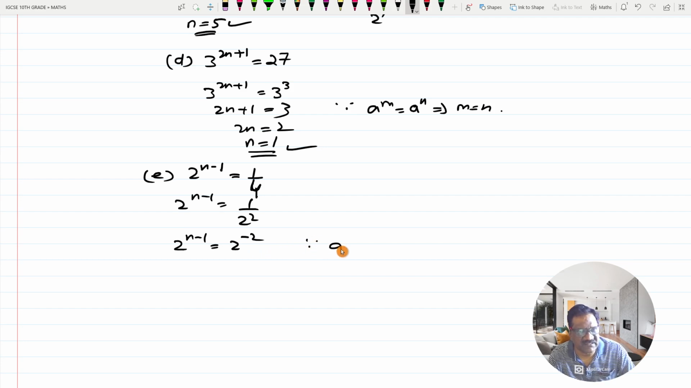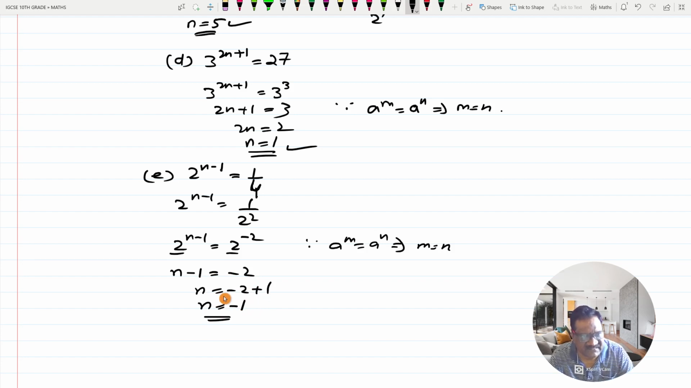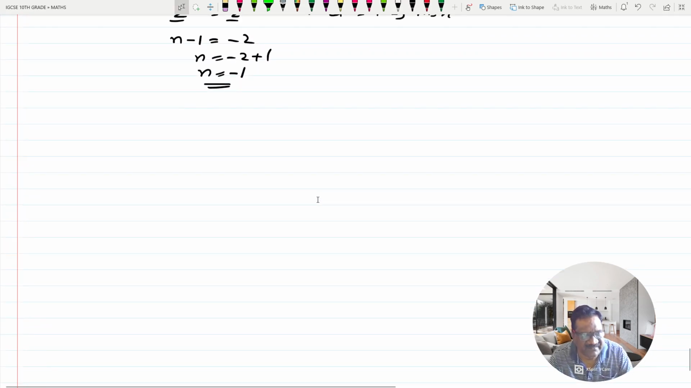Now, because a raised to m is equal to a raised to n implies that m is equal to n, and here I can see that the bases are the same on both the left hand side and right hand side, I can equate the powers. n minus 1 is equal to minus 2, so n will be equal to minus 2 plus 1, n is equal to minus 1. So the answer for E is n equal to minus 1.